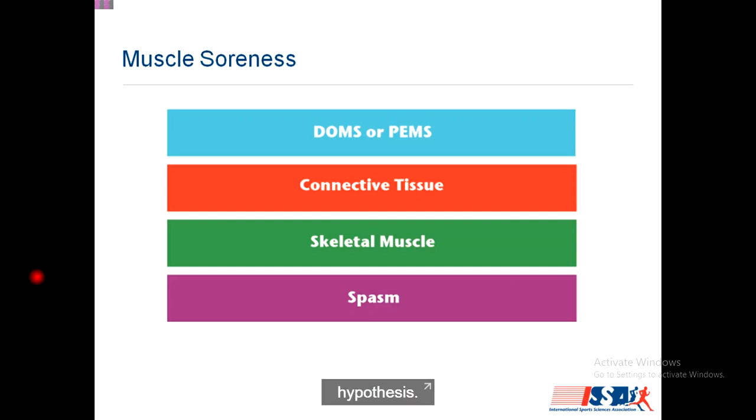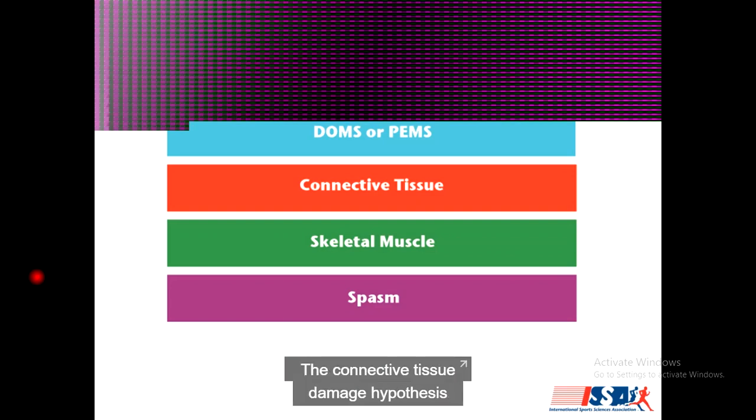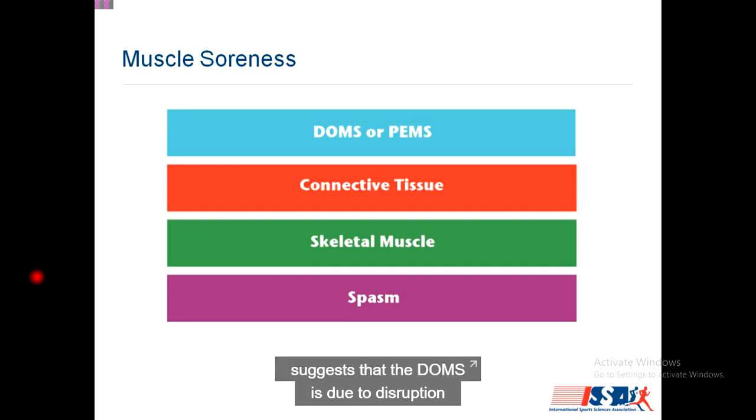The connective tissue damage hypothesis suggests that the DOMS is due to disruption in the connective tissue of the muscle and the tendinous attachments. The skeletal muscle damage hypothesis is supported by a 1986 study which demonstrated that serum creatine kinase levels, an enzyme released by damaged skeletal muscles, were elevated in relation to perceived levels of DOMS.